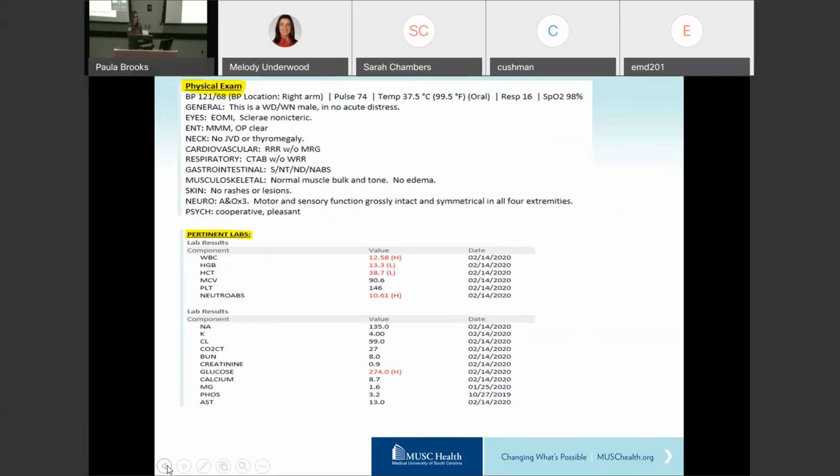We have the GI, which is 6. Musculoskeletal, 7. Skin or integumentary, 8. We have neuro and we have psych. So we have more than enough to qualify for our 8 organ system exam. They reviewed labs.